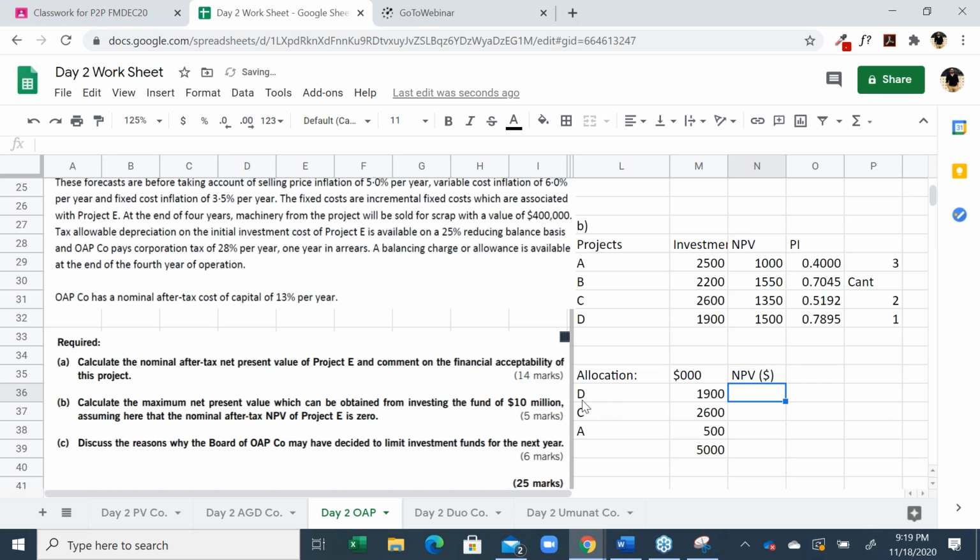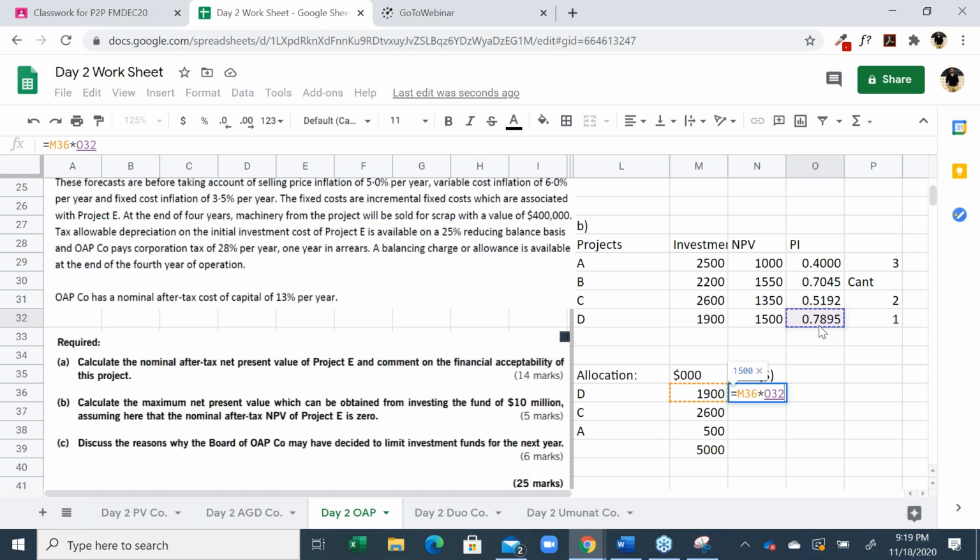Since we are going for D completely, therefore we'll be getting its complete NPV, right? We will be going for the complete project, and we'll be getting this complete amount of NPV, 1500. But the same can be calculated by using the profitability index. Look at this. We can calculate this 1500 by multiplying the investment into the per dollar NPV.